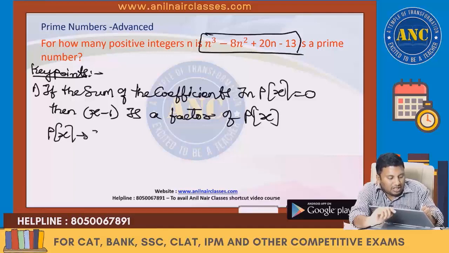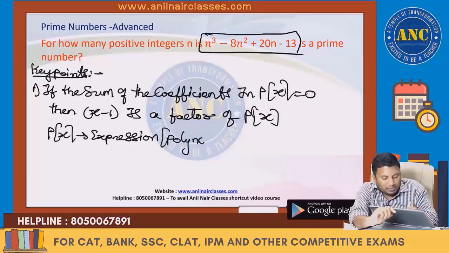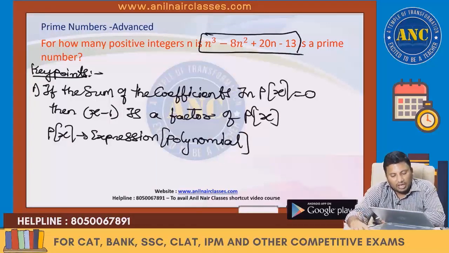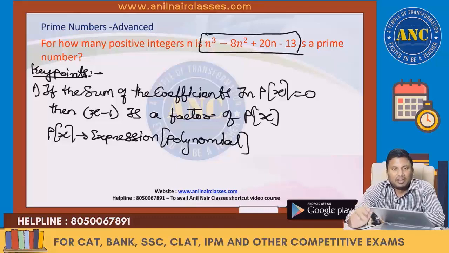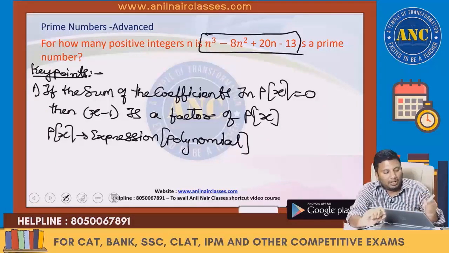P of x is a polynomial expression. If the sum of the coefficients in P of x is equivalent to 0, then x minus 1 is a factor of P of x.